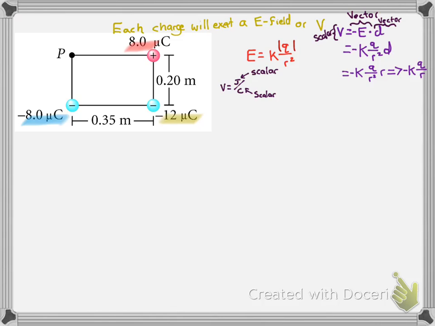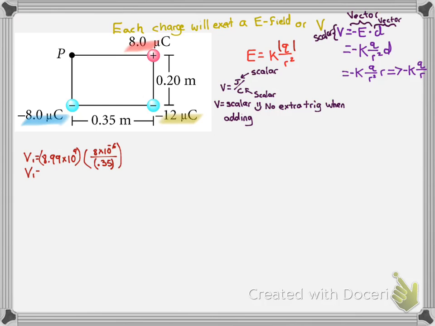volts or potential difference is a scalar, which is good, especially when we're trying to find them and add them all up together. Since volts is a scalar, we're happy because we don't have to do any extra trig when adding. So instead of finding the electric field of each one, we find the volts. We look at V1 created by that 8 microcoulomb charge. So we do the whole thing. We use that equation we derived, kq divided by r, and we get our voltage. Then we do the same thing for V2.